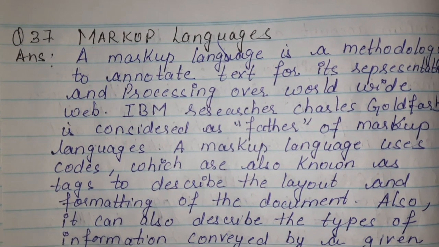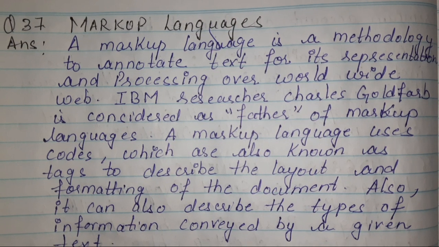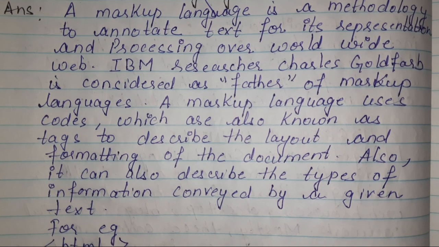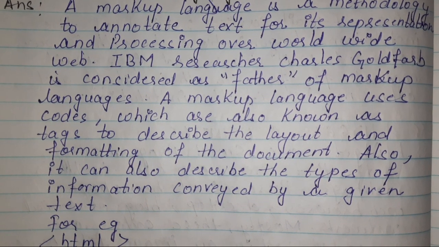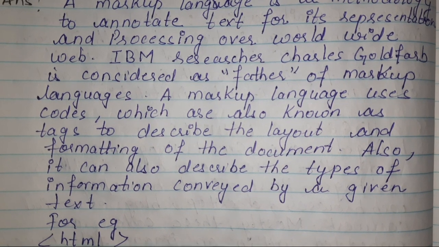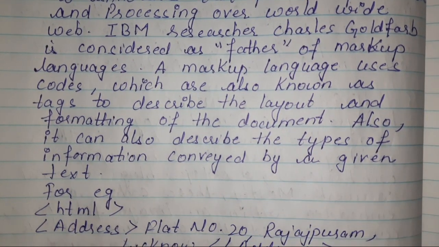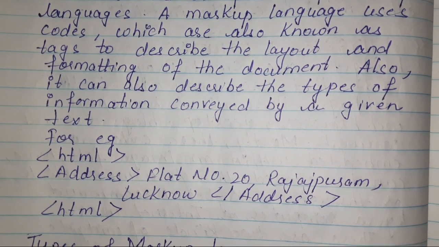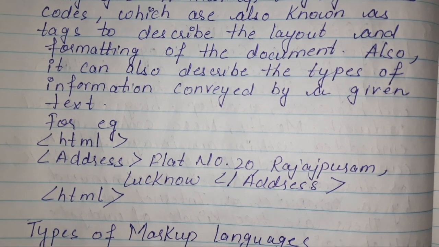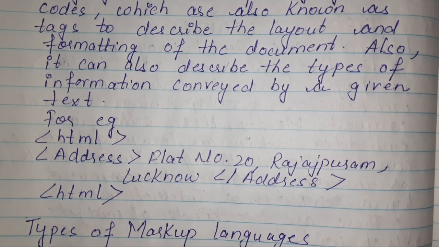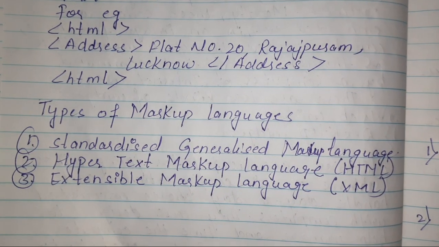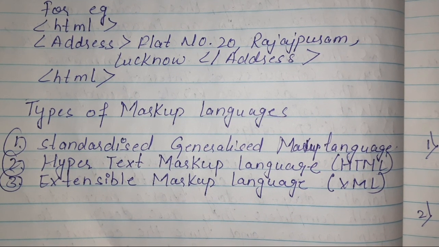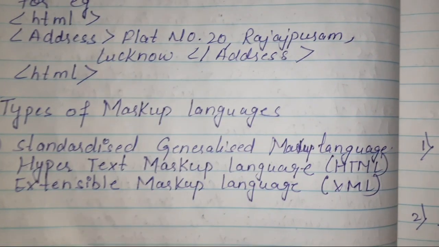Question number 37 is markup language. A markup language is a methodology to annotate text for its representation and processing over the World Wide Web. IBM researcher Charles Goldfarb is considered the father of markup language. A markup language uses codes, also known as tags, to describe the layout and formatting of the document. It can also describe the type of information conveyed by a given text. For example, types of markup language: Standardized Generalized Markup Language, Hypertext Markup Language, Extensible Markup Language.